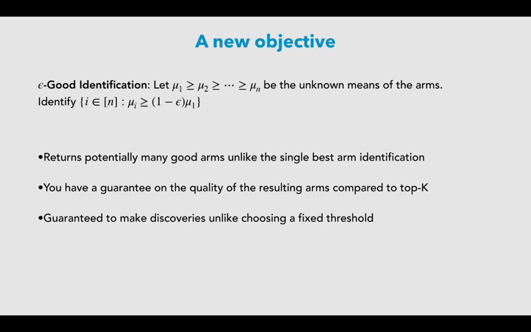So how does this objective check out with some of the issues that we had before? Well, again, unlike best arm identification, it has the potential to return many good arms. It's trying to find all epsilon good arms. You have some guarantee on the quality of the resulting arms compared to top K. In top K, I don't know what the quality of those arms are going to be, but in epsilon good, I know that all the returned arms are, for example, better than 95% of the highest mean. And finally, unlike the threshold method, I'm guaranteed to at least return one good arm, which would be the best arm. So I'm guaranteed to at least make some discoveries.